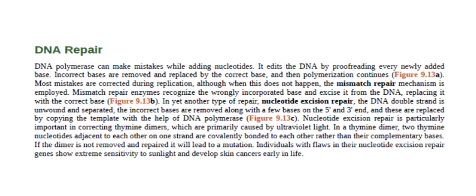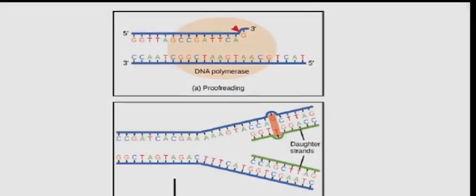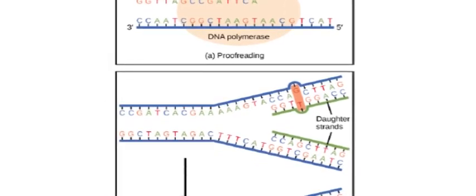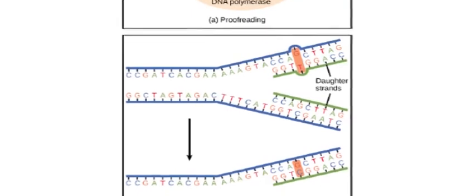In a thymine dimer, two thymine nucleotides adjacent to each other on one strand are covalently bonded to each other rather than their complementary bases. If the dimer is not removed and repaired, it will lead to a mutation. Individuals with flaws in their nucleotide excision repair genes show extreme sensitivity to sunlight and develop skin cancers early in life. Figure 9.13. Proofreading by DNA polymerase corrects errors during replication.